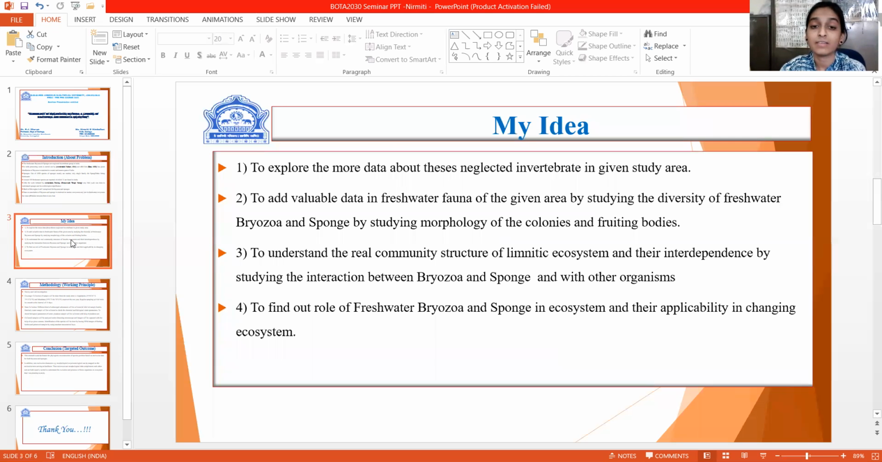Then, to understand the real community structure of the limnetic ecosystem and their interdependence by studying the interaction between bryozoa and sponge and their interaction with other organisms also. Then, to find out the role of freshwater bryozoa and sponge in the ecosystem and their applicability in a changing ecosystem.